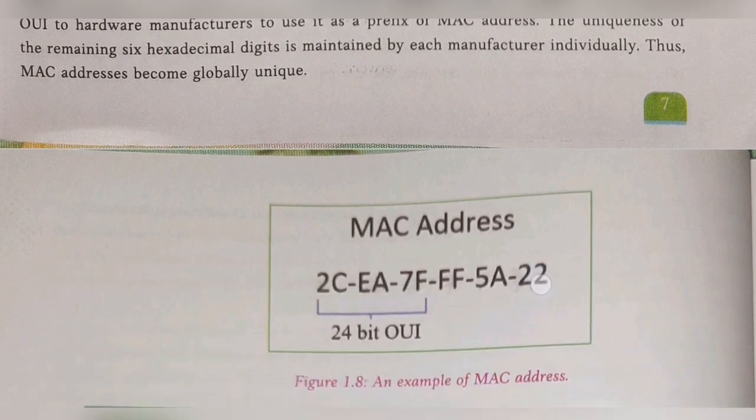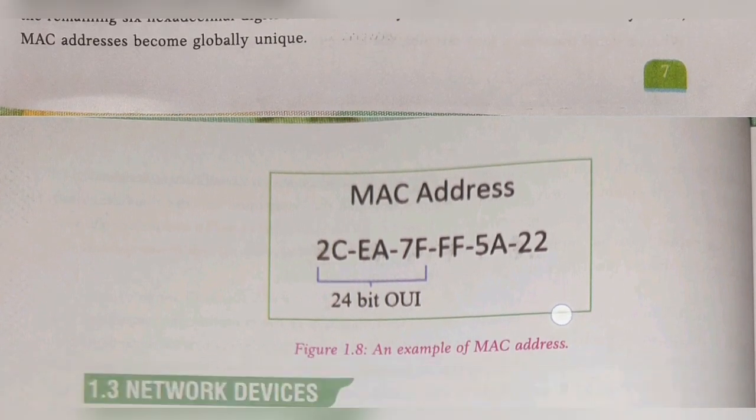Like here, for example this one, the first 6 digits will be the name of the company. There are many companies which make electronic gadgets like Apple, Samsung, Xiaomi, Oppo, Vivo, Micromax. So for each company, the first 6 digits will identify the company, and the later 6 digits will be the device serial number. So this is the MAC address.